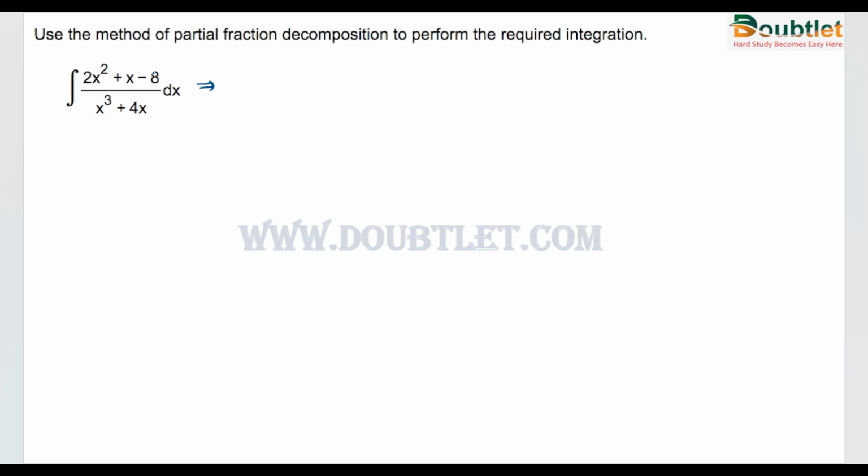First of all, we have to decompose this function in the form of linear or quadratic terms. So let's write 2x square plus x minus 8 divided by x cube plus 4x, so we will take x common, so it will become x square plus 4. On the right hand side, we write a divided by x, plus bx plus c divided by x square plus 4.